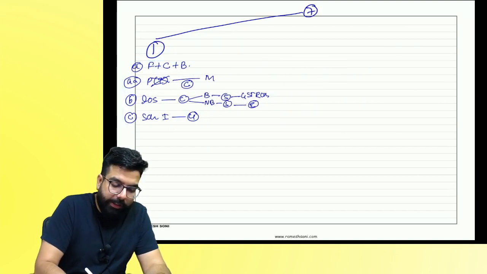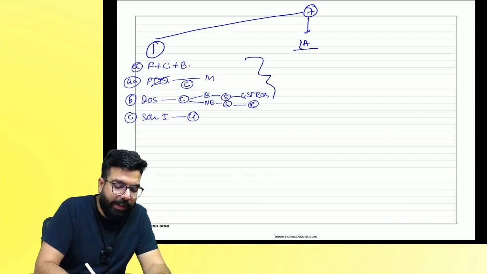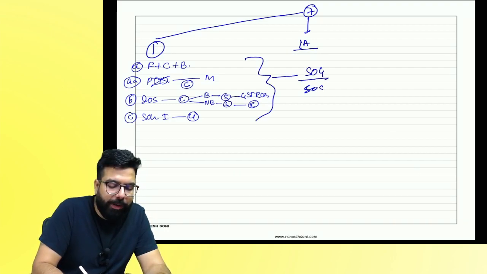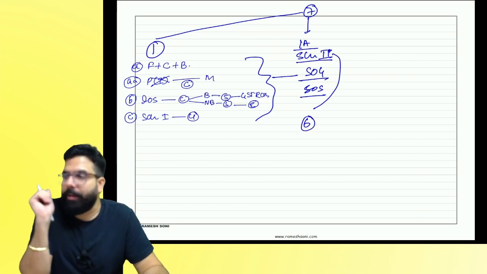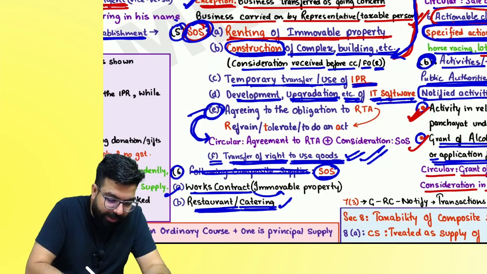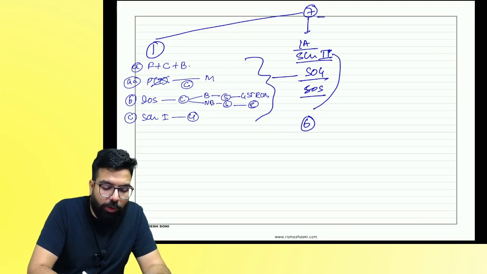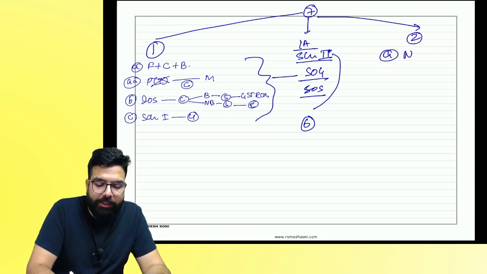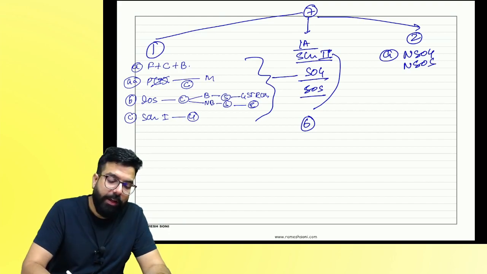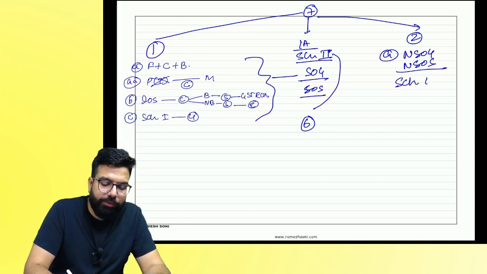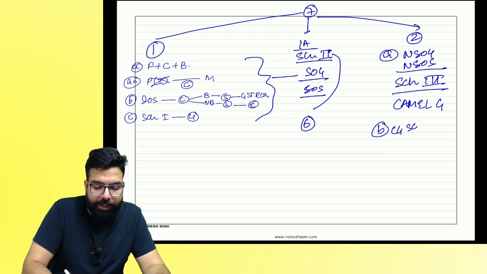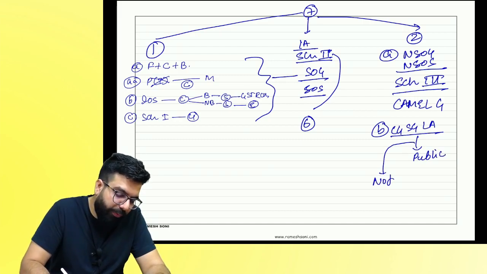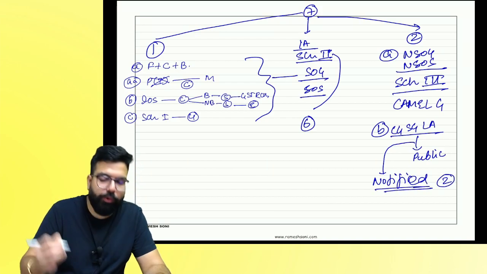Then we have section 7.1A, that these activities will now be seen whether it is supply of goods or supply of services under Schedule 2. How many paragraphs did we read, everyone? 6. Correct? In those paragraphs, I have taught you the second one, but this is yet to be done. Next is section 7.2A, which told what is neither supply of goods nor supply of services. Here we learned Schedule 3. And B: central government, state government, local authority, if they do anything, this activity should be notified. And we learned about how many notified activities, everyone? 2.